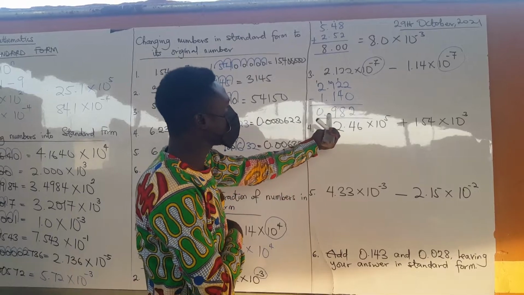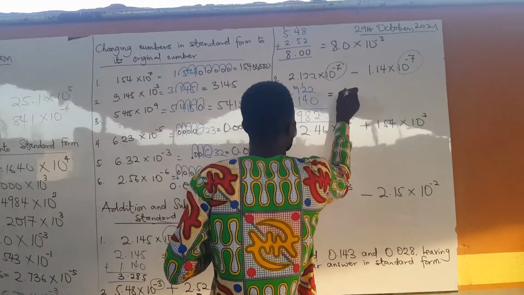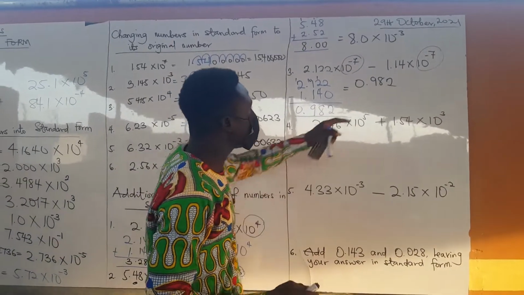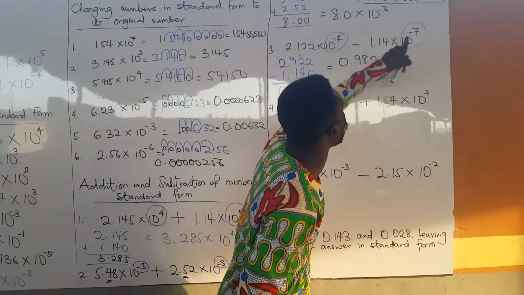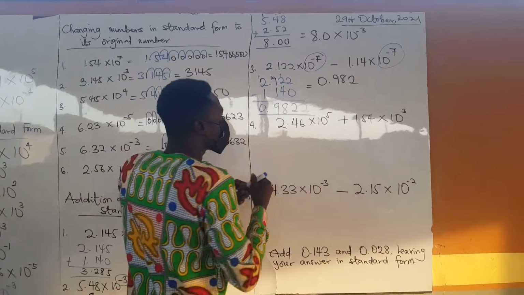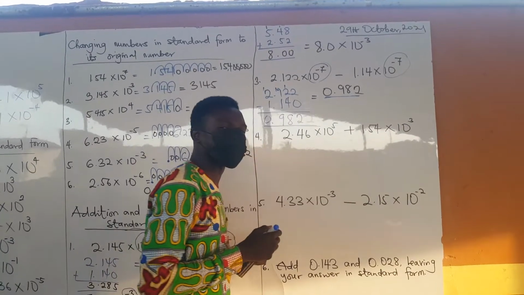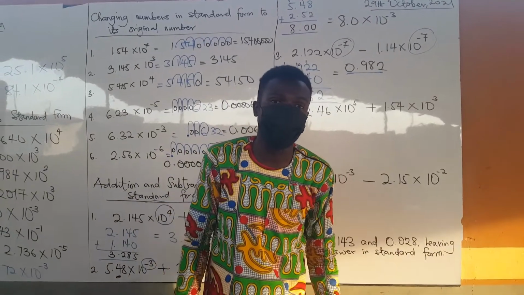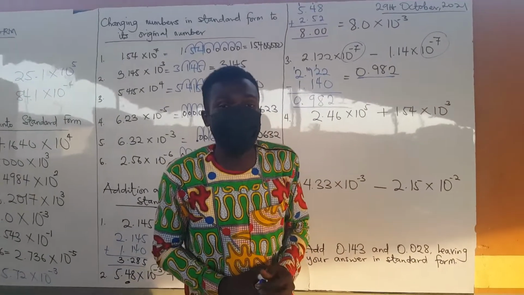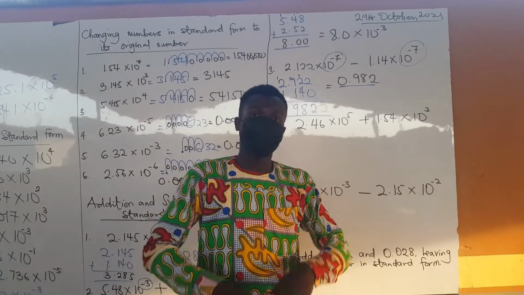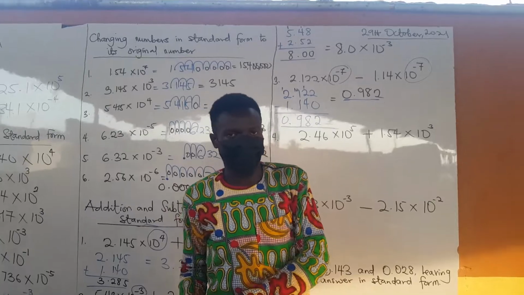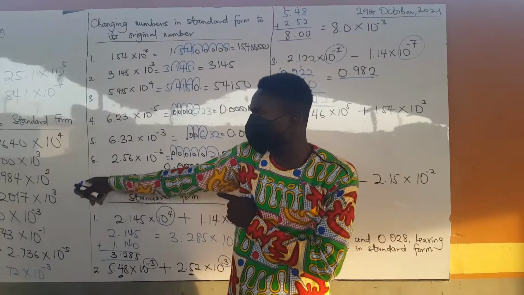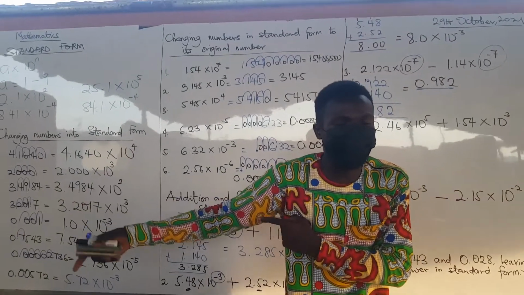So when you look at the answer for this one, we had 0.982. Now with this number, we can't write times 10 raised to the power negative 7. Why? Because this number is not in standard form. 0 is not within the ranges we were given. We said in standard form, the numbers range from 1 to 9, or between 1 and 10. So I have to change this number into standard form. And we talked about how to change numbers into standard form.